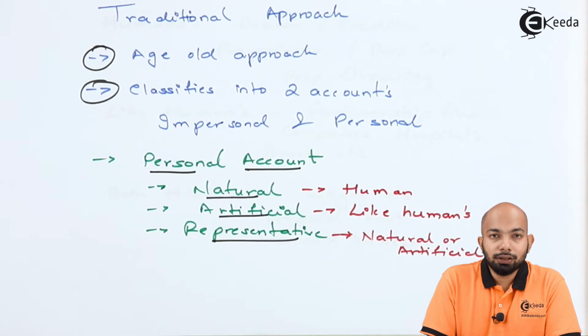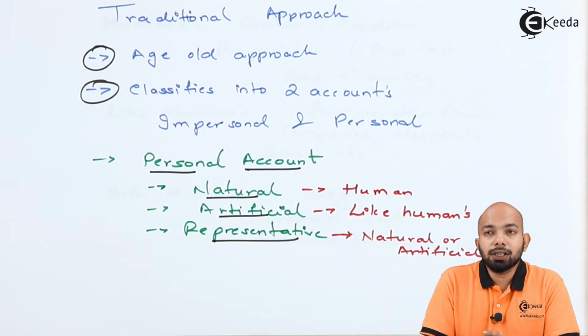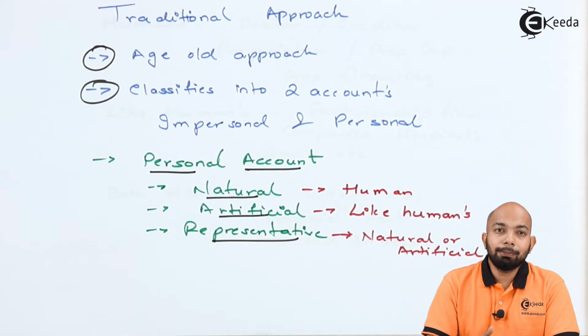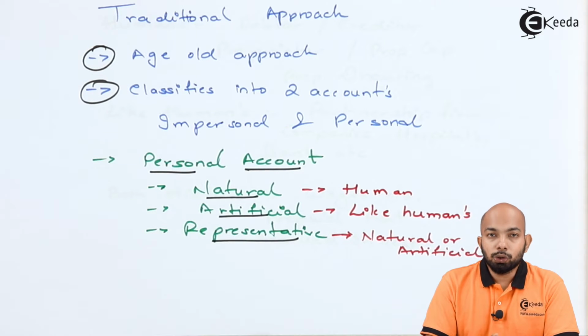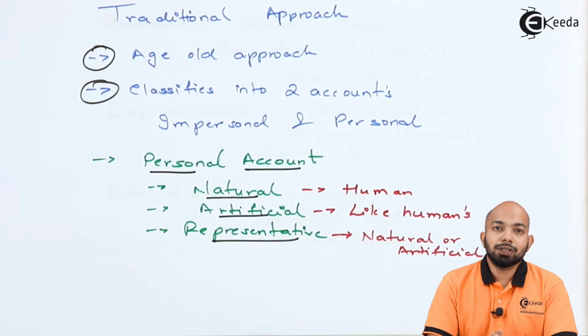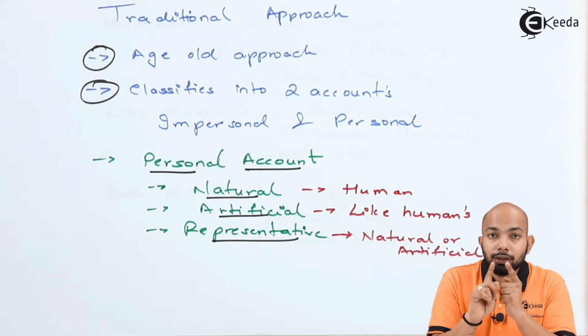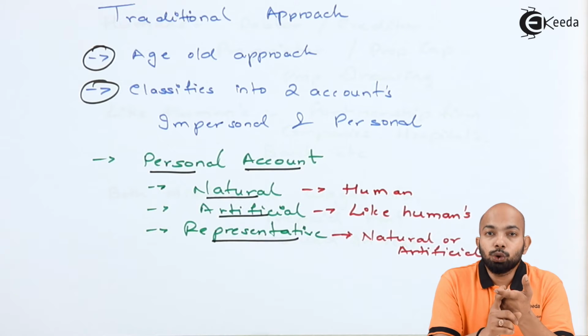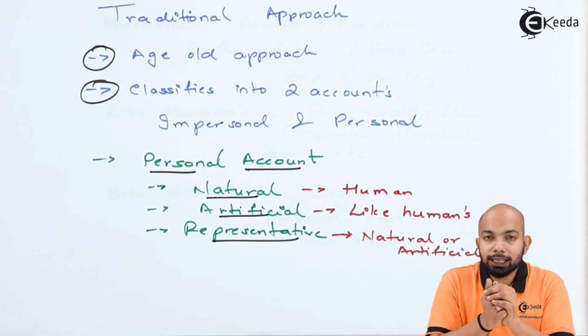Now, as I've highlighted here, a personal account has three categories: natural, artificial, and representative. Natural means they are humans' accounts. Second, artificial means they are like humans' accounts. Third, representative means they belong to humans. That's why all these three classifications have humans in common. However, one is a core human account, second is somewhere related to the account of humans, and third acts or is like a human account. We'll further understand how each category can be classified into different examples. Let's go ahead with that.